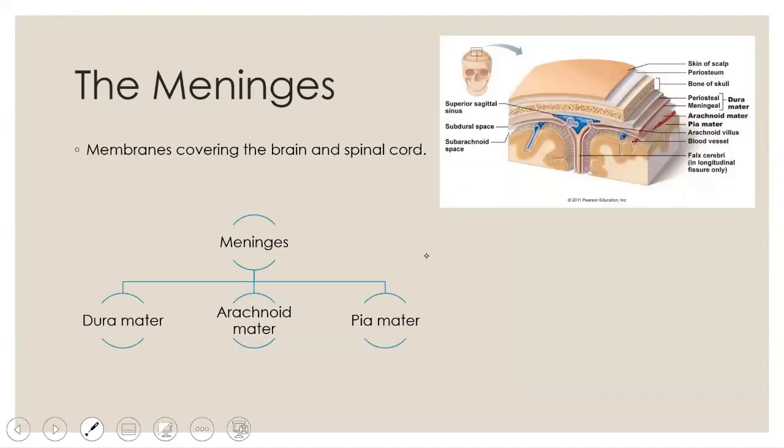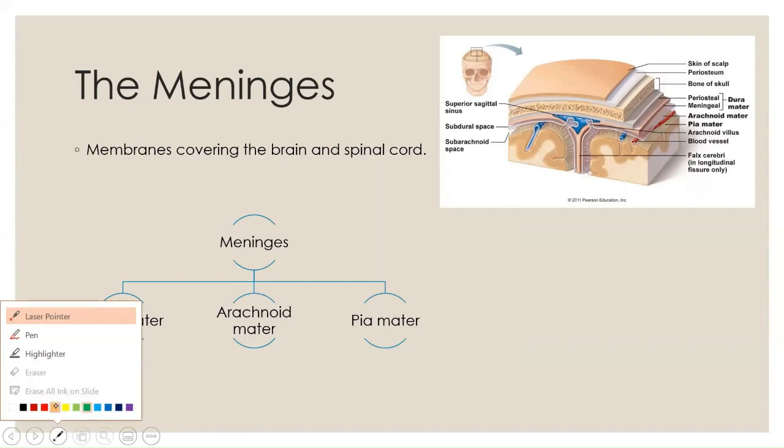Now we come to the meninges. Meninges are membranes that cover the brain and the spinal cord. That's the central nervous system. You have three coverings: the dura mater, the arachnoid mater, and the pia mater.